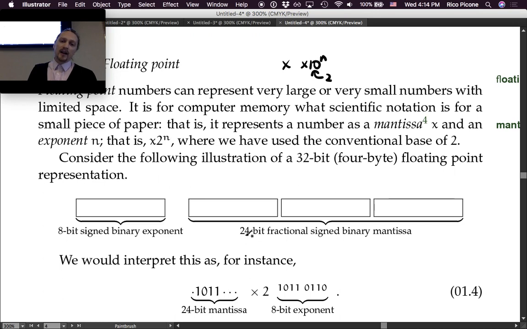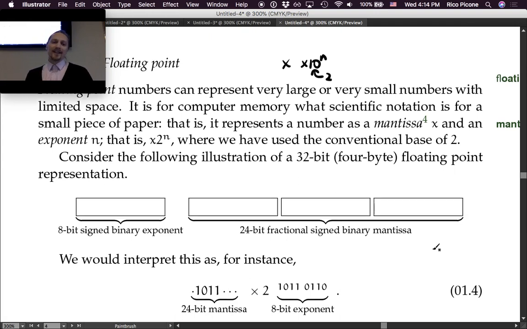And then a 24-bit fractional signed binary mantissa. So you have 3 bytes to represent the part of the number that multiplies the exponential. So pretty good. Obviously 64-bit is better. You get more bang for your buck, but 32-bit's not bad.